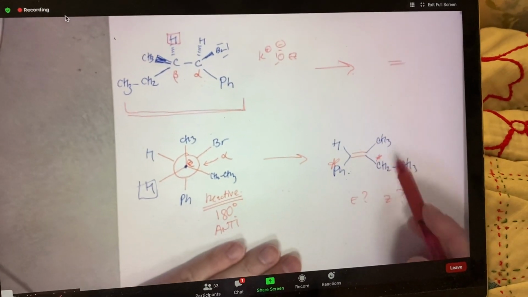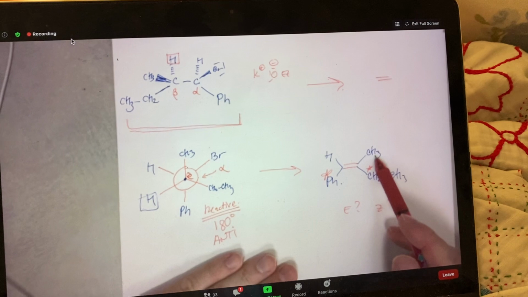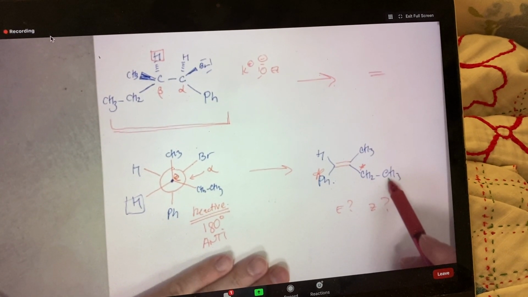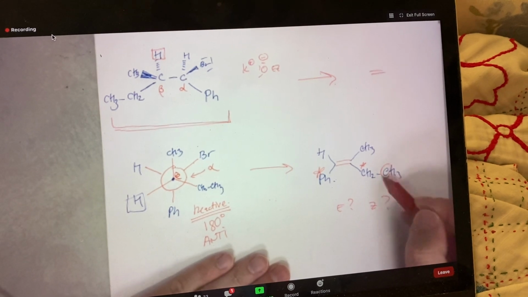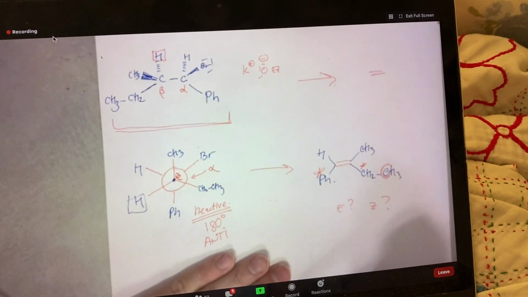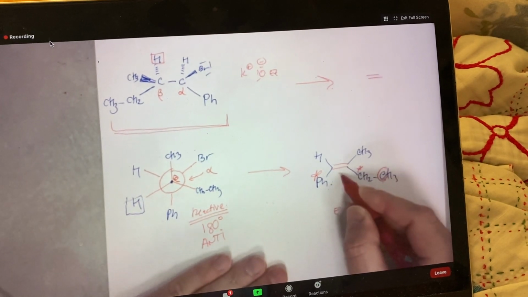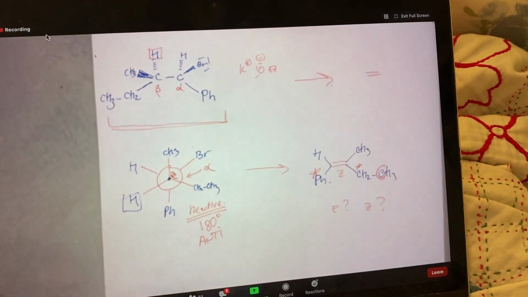This carbon is attached to two hydrogens, so is this one. And then finally, the third attachment here is the hydrogen, but the third attachment here is the carbon. So this carbon here breaks the tie between these two groups. And these two things are together on the same side. So it's Z, or zusammen, which means together.